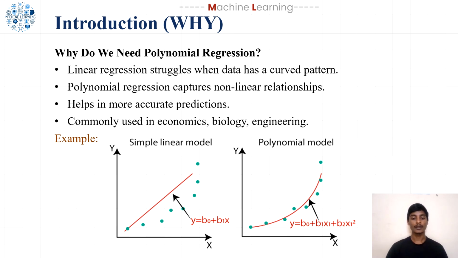For example, here I have shown you two graphs. Here is the simple regression, and here is the polynomial regression. The difference here is that the simple regression shows a straight line, and in the polynomial regression, we should see a curved line. Predicting population growth or analyzing chemical reactions often needs a curve model rather than a straight one.